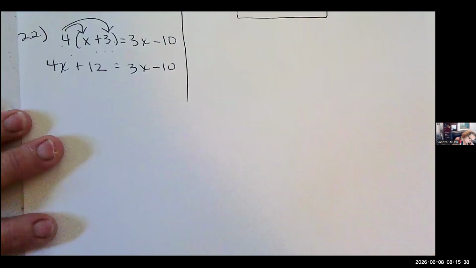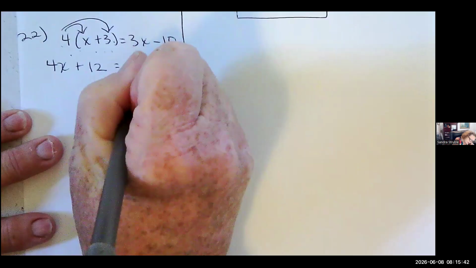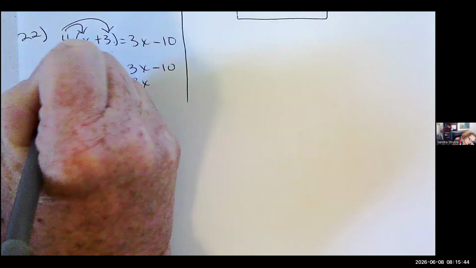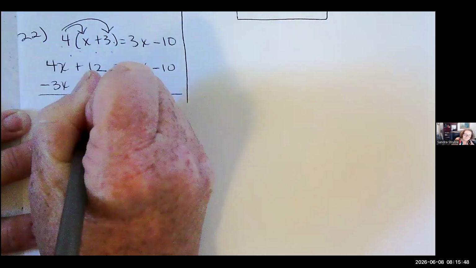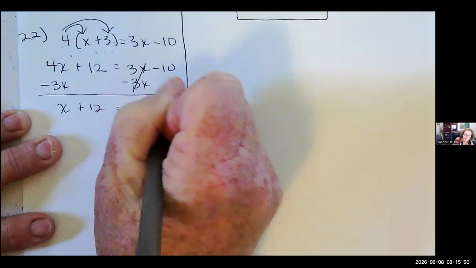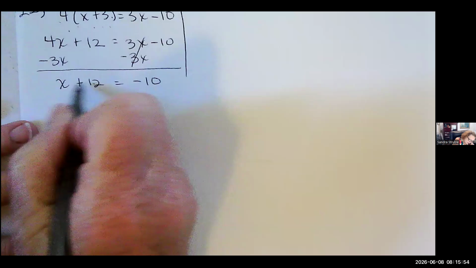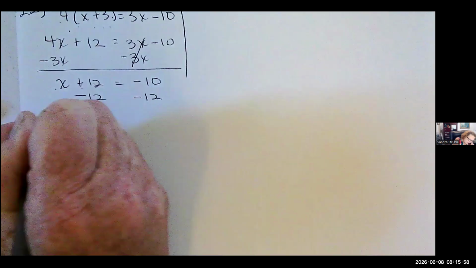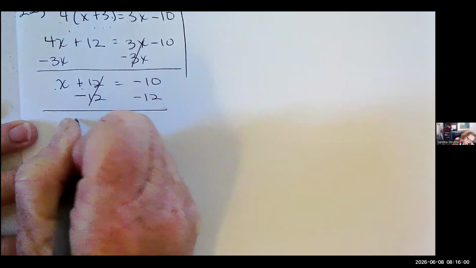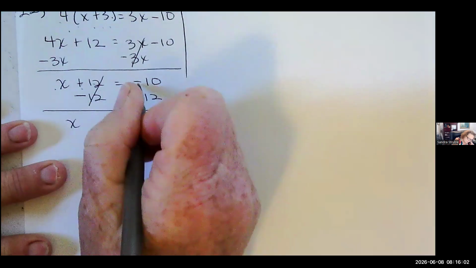So I'm going to start by bringing the 3x over by subtracting it from both sides. It's positive on the other side. So we have x plus 12 is equal to negative 10. And then 12 is attached to x by addition, so we need to subtract 12 from both sides of the equal sign. And x is equal to, when the signs are the same, you add them and keep the common sign.